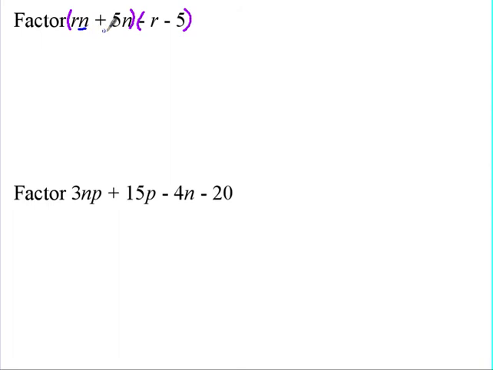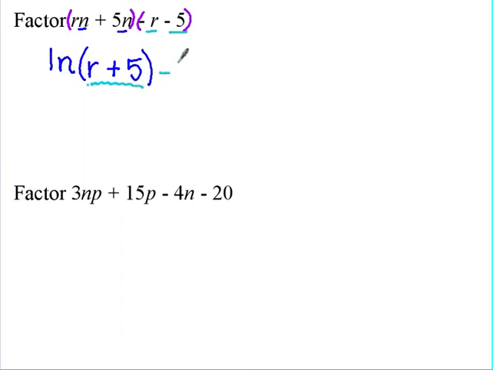So let's look at the first terms. I have rn and 5n. What is in common with those? n. What does that leave me with? r plus 5. Now in the second bunch, I've got a negative r and a negative 5. Negative 1. Now let's look. I know I need to match this, right? And that one's actually a positive r.